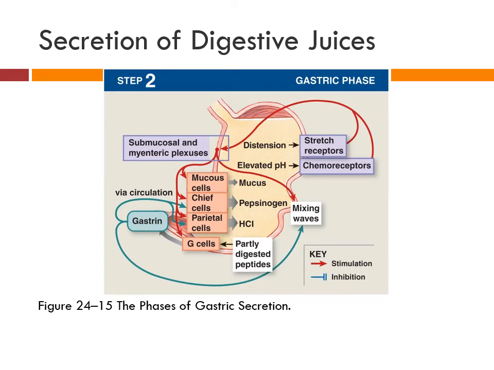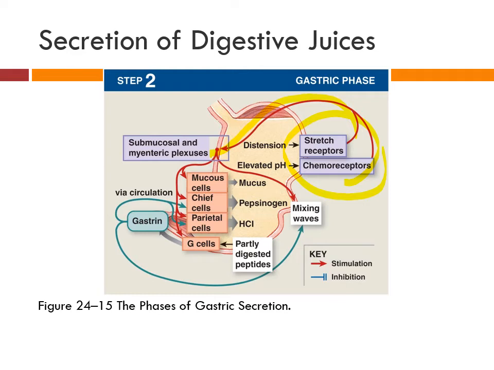The gastric phase is step 2. So this begins when food hits the stomach. It lasts about 3 to 4 hours. We've got stretch receptors and chemoreceptors that are getting stimulated by the distension of the stomach and the elevated pH through the gastric acids that are getting released. So those chemoreceptors are going to stimulate the submucosal and myenteric plexuses.